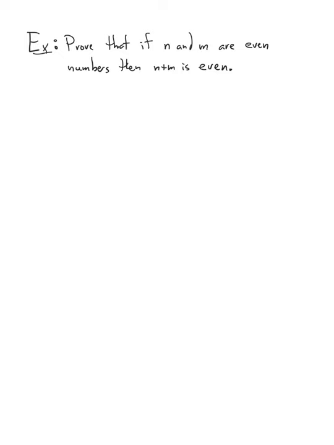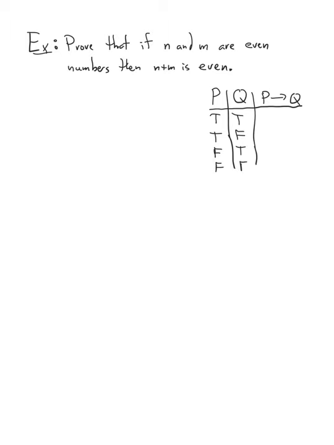So let's look at this first example here. Prove that if n and m are even numbers, then n plus m is even. And let me remind you yet again of the truth table for an if-then statement, because we're going to talk about our first technique, and it's going to be the one that we rely on for most of this course. It's called a direct method of proving. So there's the truth table for P and Q, and P implies Q is only false when the if part is true and the then part is false.